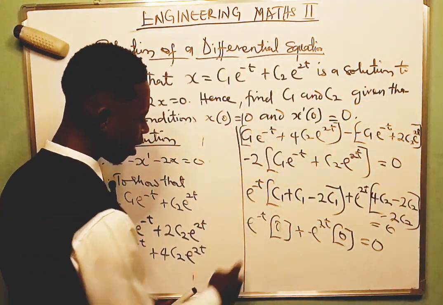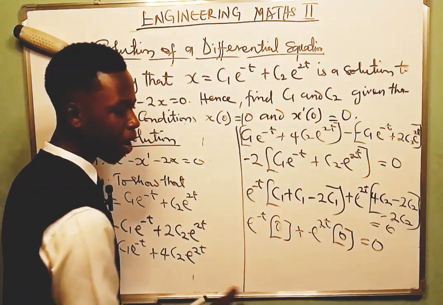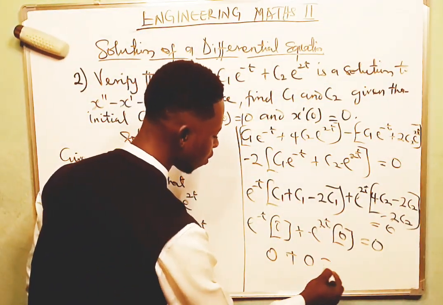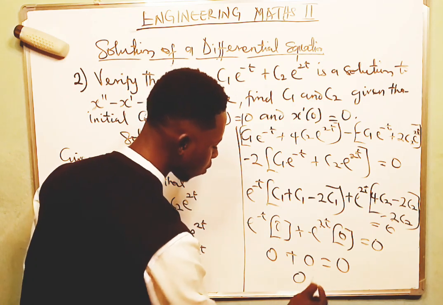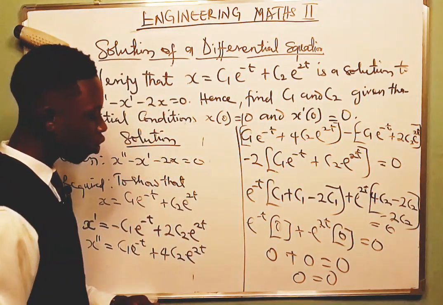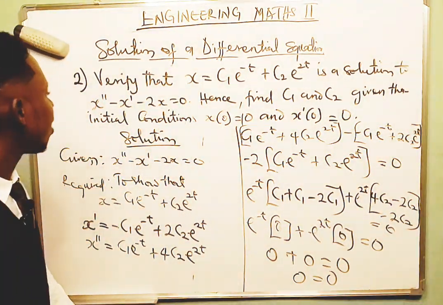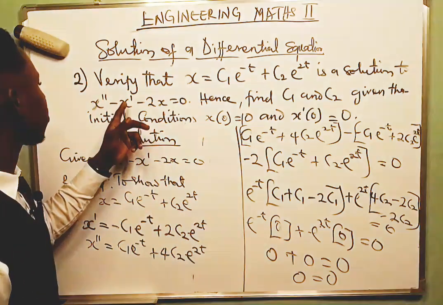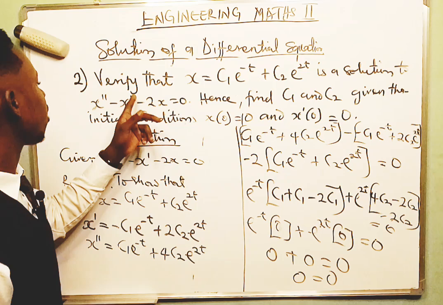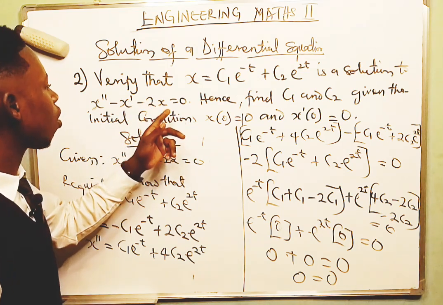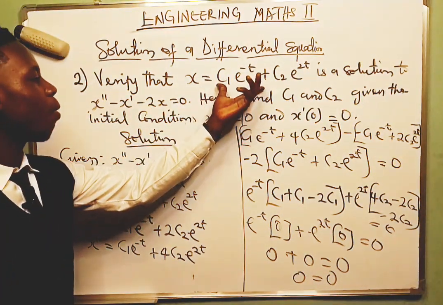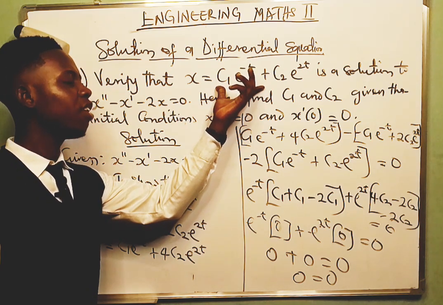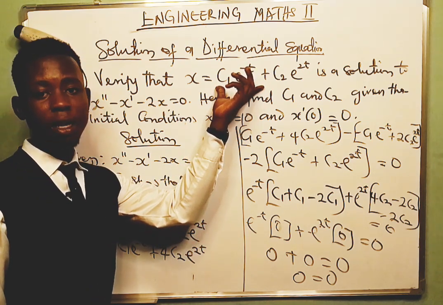Now, whenever 0 multiplies a number, that particular thing turns to 0. And same thing here, it turns to 0. So 0 plus 0 is 0, equal to 0. This is to tell you that the solution is correct for x double prime minus x prime minus 2x. This is to show you that this satisfies the solution of the differential equation.